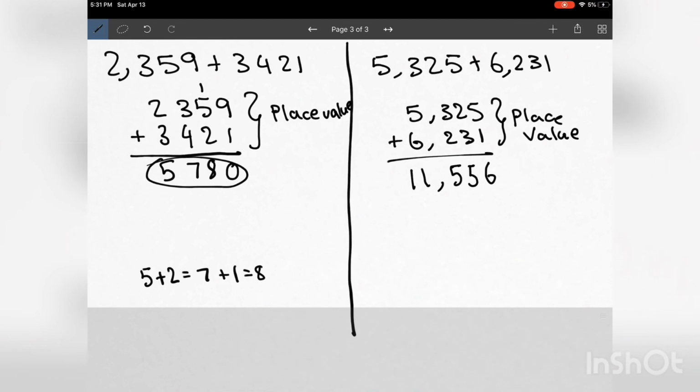Now, for this problem over here, you don't carry the 1 over to the next place value, because even if you did, you'd get stuck with that imaginary 0, and you're going to get 1 again. So there's no point in writing it again to the next place value. You can just put the 1 down underneath. So your final answer would be 11,556.